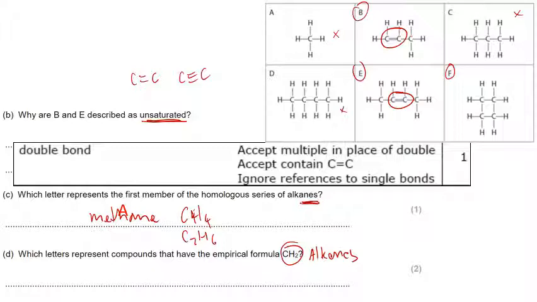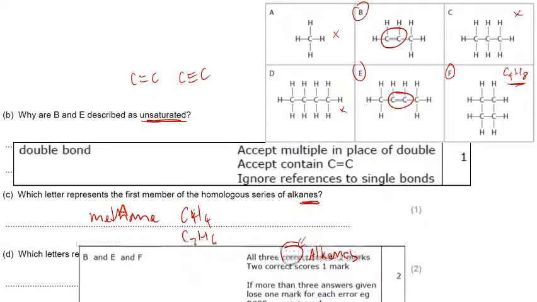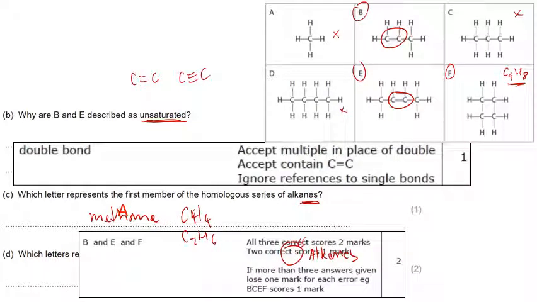So double check that. If we write out the molecular formula, we can see if we can simplify it to get CH2. So we have 4 carbons, then we have 2, 4, 6, 8. We have 8 hydrogens. So can we simplify it to make CH2? Yes, we can. So your answer is B, E, and F.